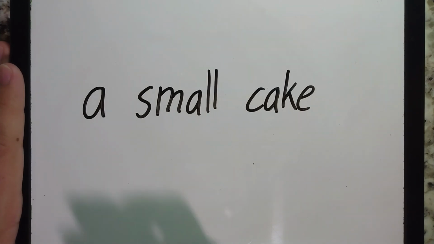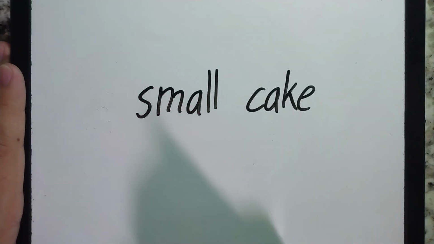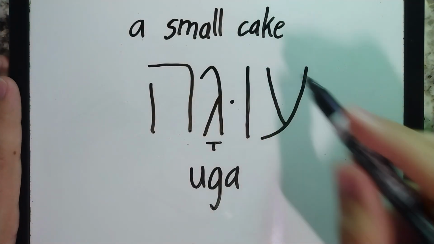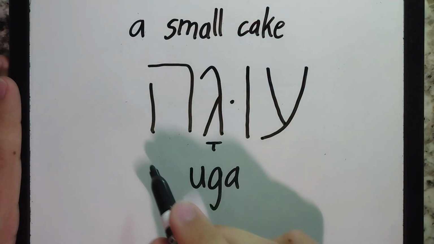First of all, the word a is a word that is not translated into Hebrew. So a small cake and small cake would be the same thing in Hebrew. So when we translate a small cake into Hebrew, we can just ignore the a. As for the word cake, the Hebrew word for cake is uga.